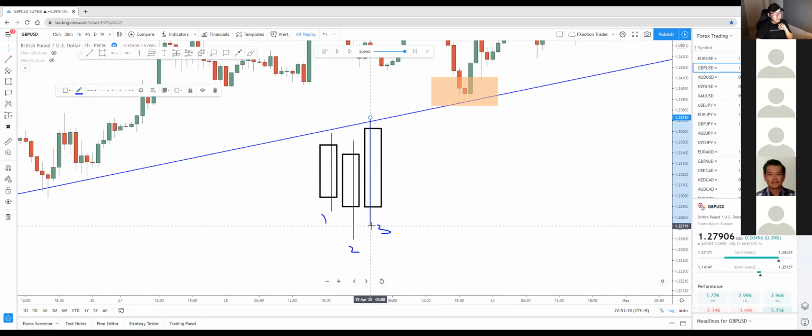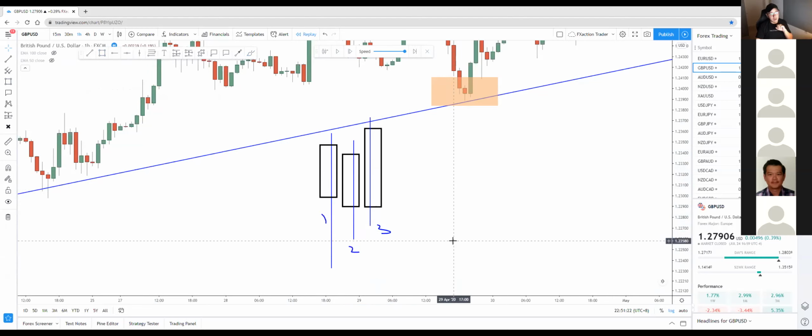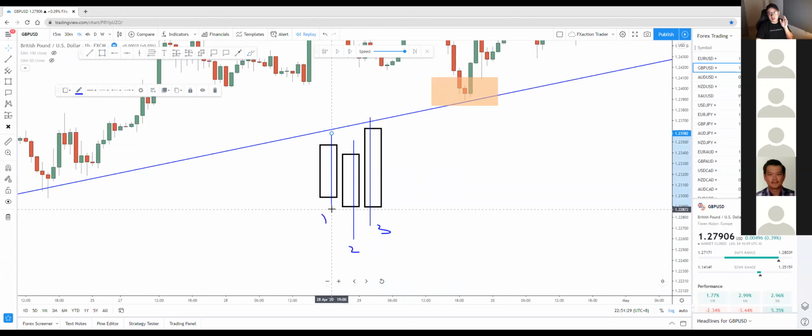If we are looking at something like this, this is not a valid engulfing candlestick for me, because I need the lowest, the longest shadow, to be at the middle candle or the engulf candle.